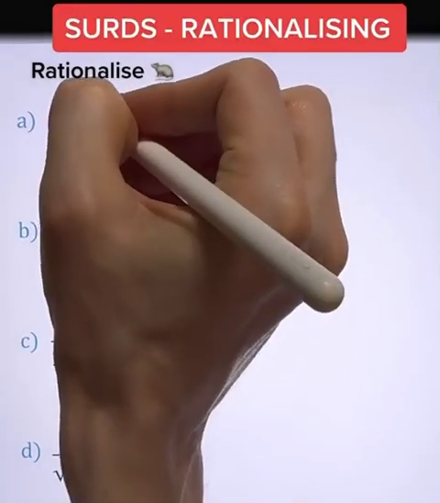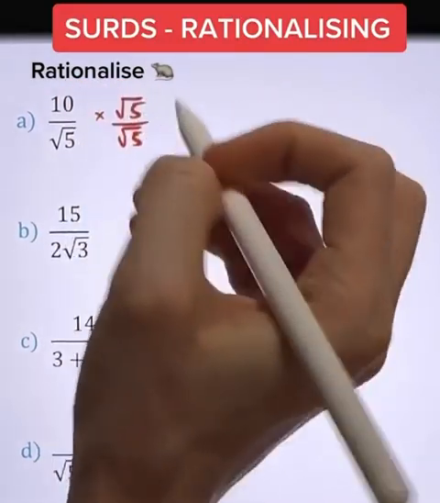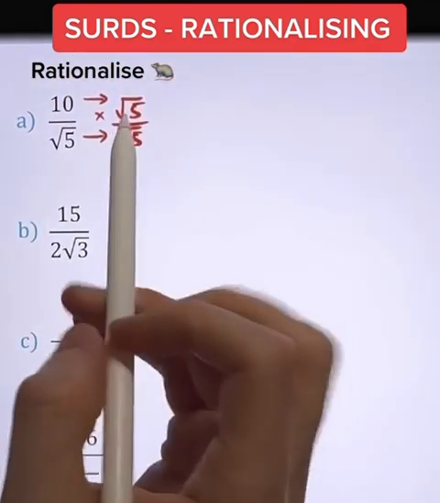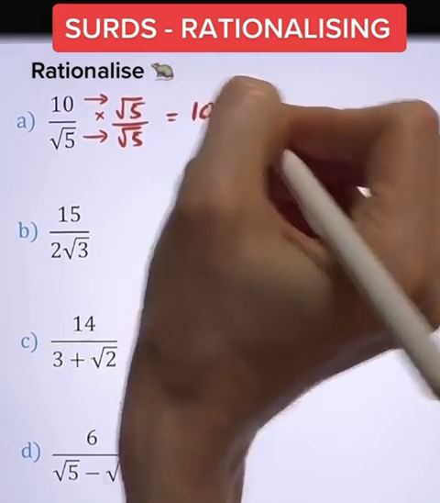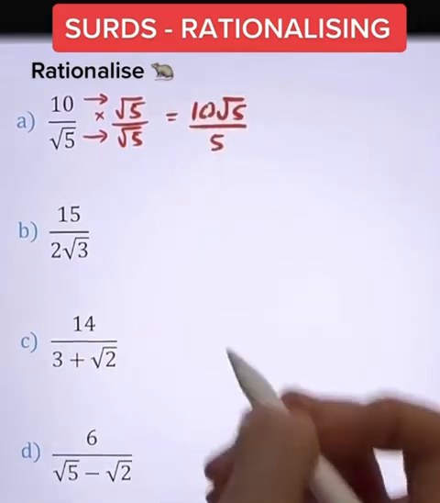by that root. So for part A, I'm going to multiply top and bottom of my fraction by root 5. When timesing fractions, I just times the tops and times the bottoms. So 10 times root 5 is simply 10 root 5. And the bottom, we should know that root 5 multiplied by itself is simply 5.